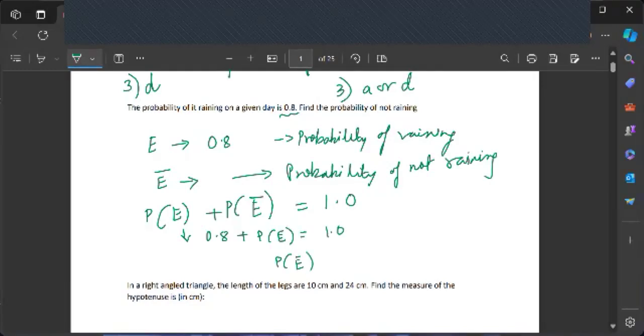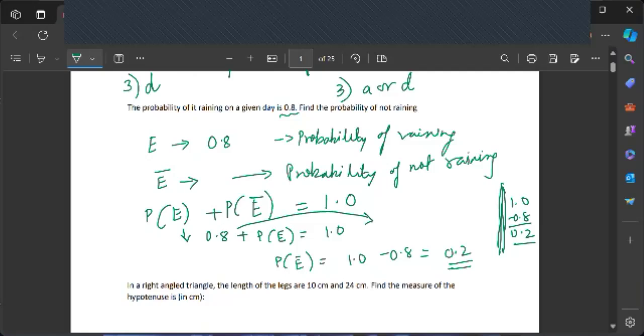So probability of E bar: take the 0.8 from the left-hand side to the right-hand side, it becomes 1.0 minus 0.8, which is 0.2. In the options A, B, C, D, one will be the correct option; write that option. Be very careful with subtraction here, do not make mistakes: 1.0 minus 0.8. One more thing, remember probability cannot be an improper fraction. I can't have probability as 5 by 4.